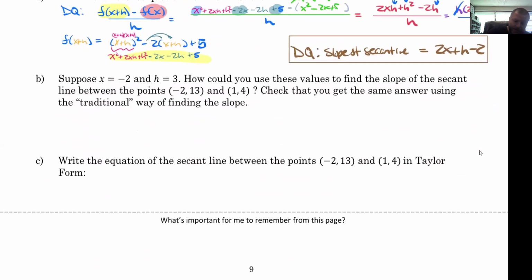So suppose I wanted to check this. Suppose x is negative 2 and h is 3, and I want to find the slope of the secant line.